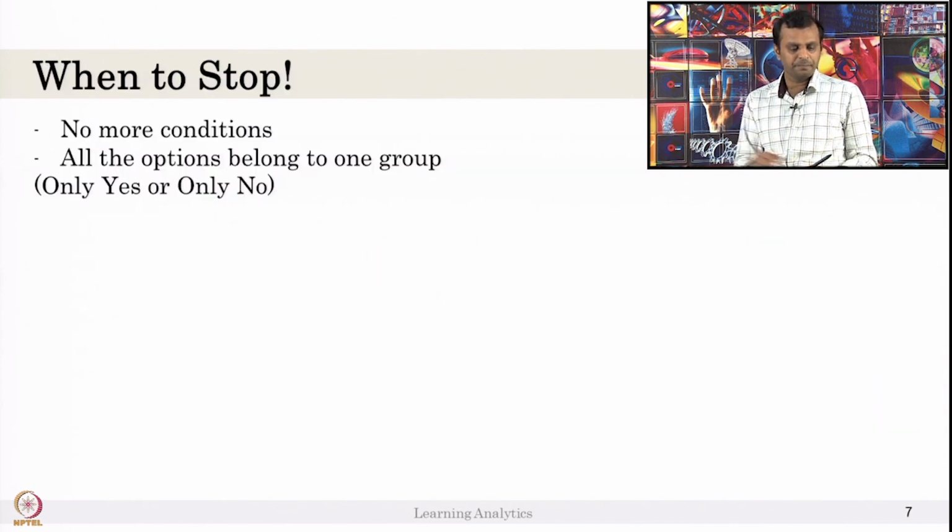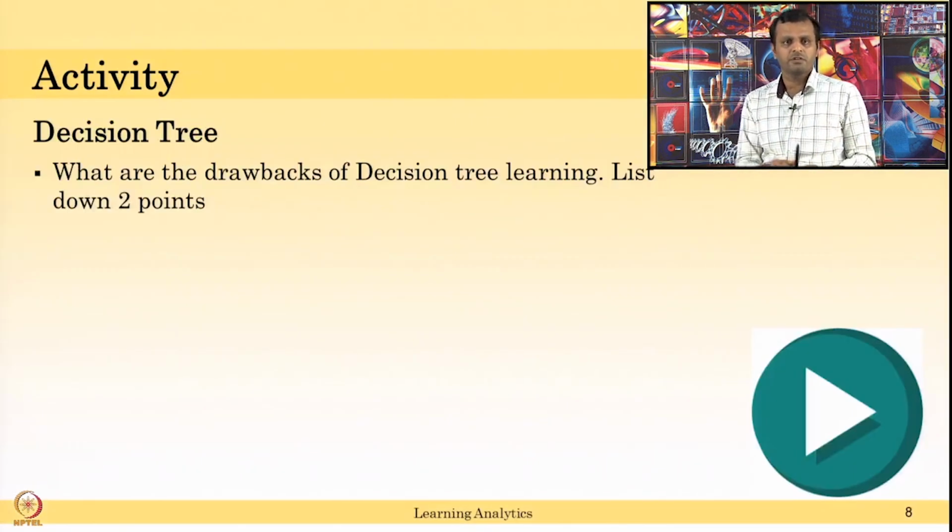Let us see when to stop, when there are no more conditions to make. Suppose you have seen all the conditions, all decisions have been made, and all the options belong to one group. Consider you have already achieved the probability to be 1 or 0. All the students will be only yes or only no. If you reach that level, you have to stop the decision tree.